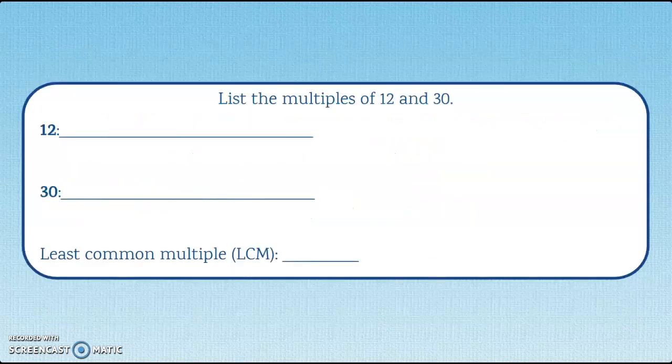Now, I would like for you to try to find the multiples of 12 and 30 and find the least common multiple that they both share.